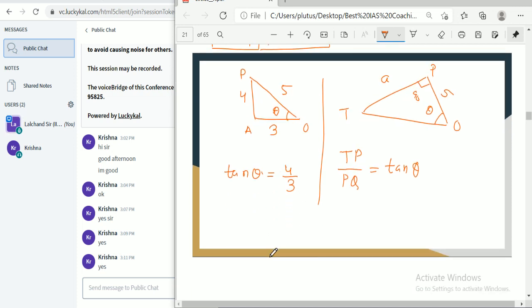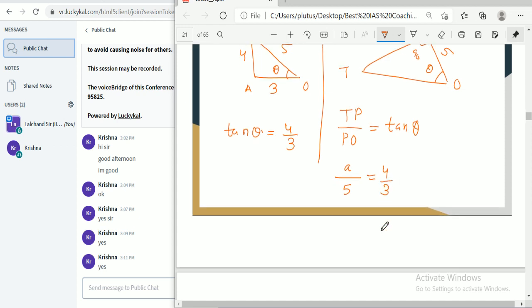Okay. So if we substitute the value of tan theta in this equation, we have TP as a, we need to find out PO, that is not PQ, that is PO. That is 5 units, and this is equal to 4 by 3. So if we simplify this, then a equals 20 by 3. This is the value of TP. So TP is equal to 20 by 3 units. This is the answer for TP.